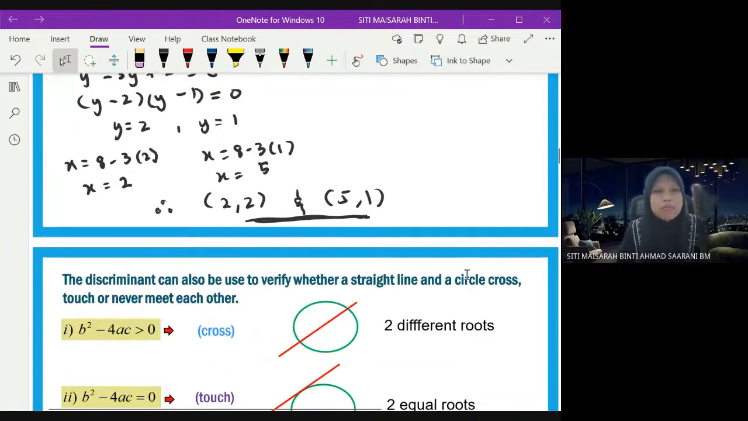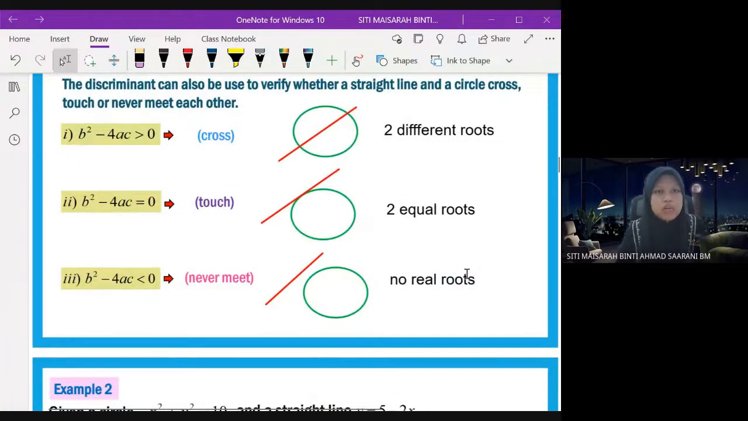Okay. Then second part, this discriminant can also be used to verify whether a straight line and a circle cross, touch and never meet each other. So this is between circle and line. So dia punya konsep dia masih sama lah. Kalau b square minus 4ac is more than 0, ini bila a circle and a line is cross. Maksudnya line cuts or cross circle. So jadi dia akan ada two different roots. Boleh nampak kat sini lah.